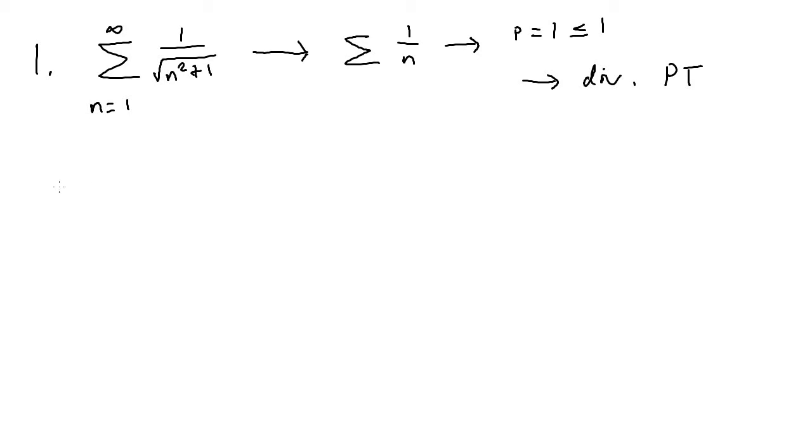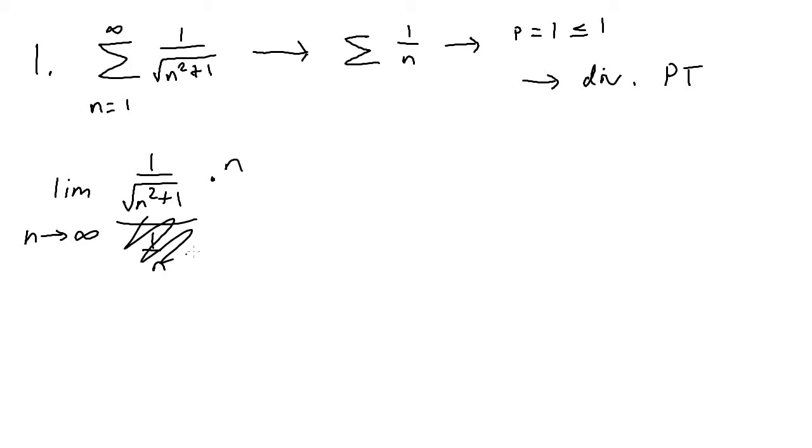Now what we can do is take the limit as n approaches infinity of a sub n over b sub n. It doesn't matter which one you put on top of the other, you can put any one. So I'll just go ahead and put 1 over the square root of n squared plus 1 and divide it by 1 over n. Dividing by 1 over n is the same thing as multiplying by n, the reciprocal. So the limit as n approaches infinity, we get n over the square root of n squared plus 1.